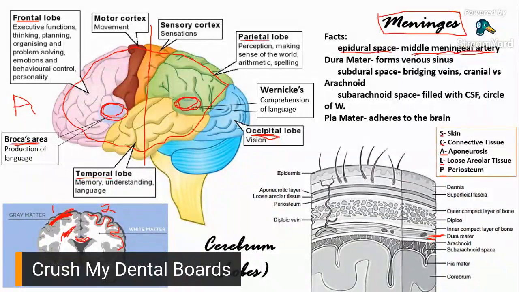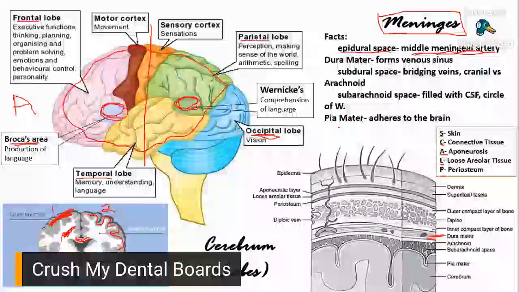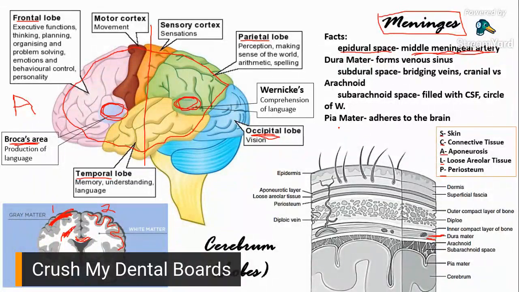Okay, now beneath your subdural space, you have your arachnoid. So what's your arachnoid? It's that layer between your dura mater and your pia mater. That's your arachnoid. Okay. So it's just a membrane. Okay, between your dura mater and your pia mater.